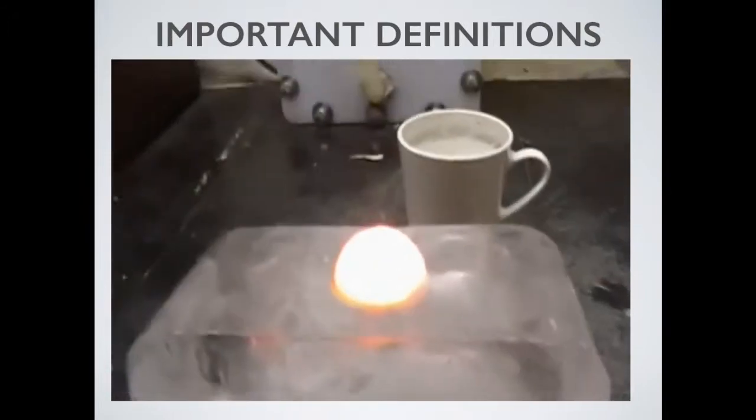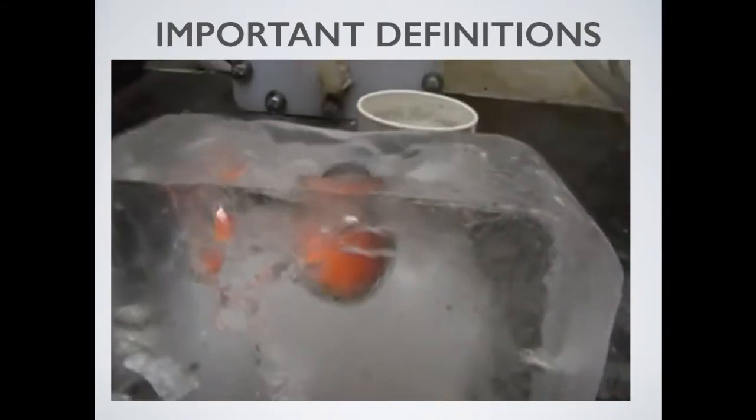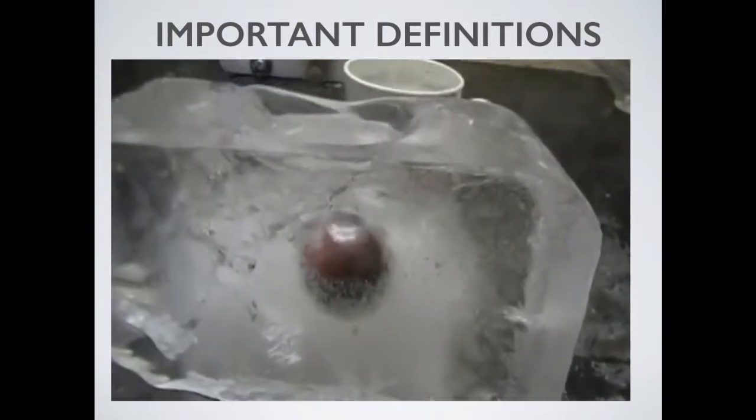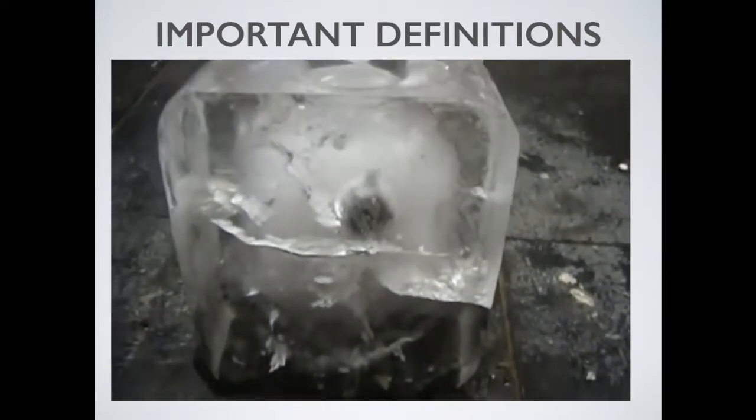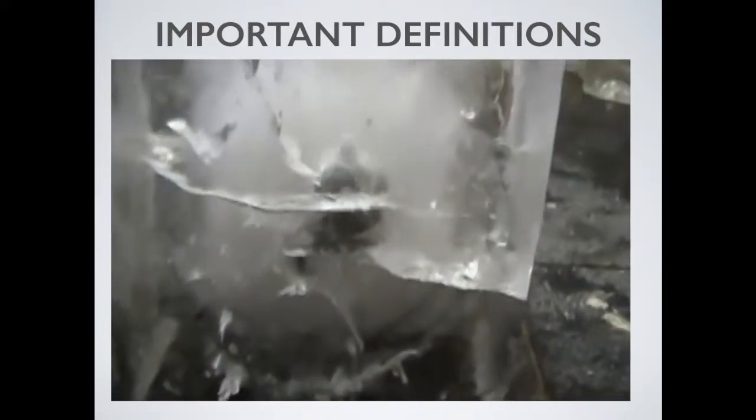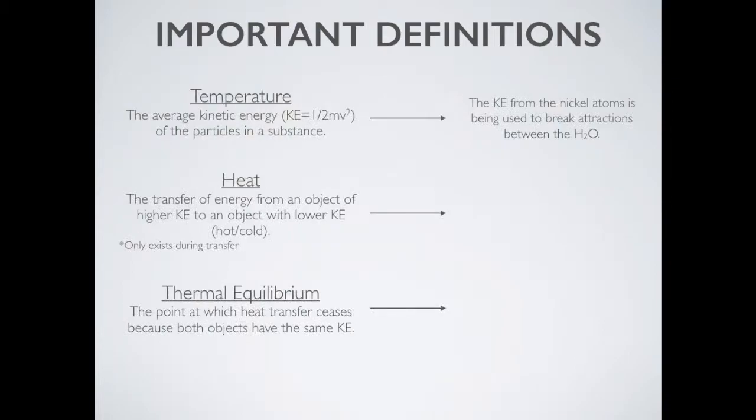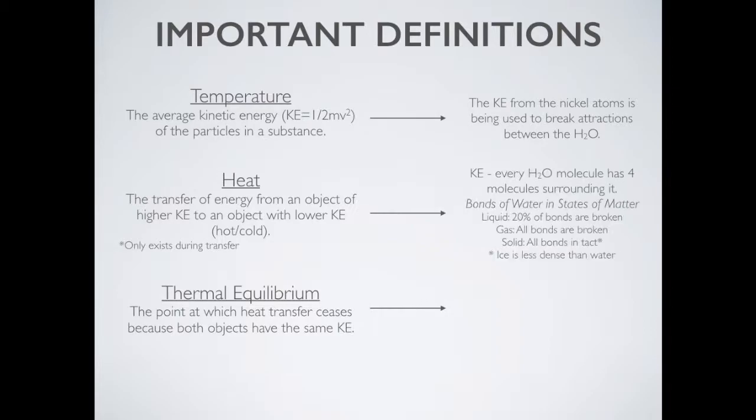Here's this ball of hot nickel, and you see it's melting through the ice. And that's because it's hotter and it's transferring the energy. And when it stops, that's when it's reached thermal equilibrium, so the temperatures are the same. That's what you see right here. And then, as we see, the kinetic energy from the nickel atoms is used to break the water molecules. When water is in the liquid state, 20% of the bonds are broken, and when it's a gas, all of the bonds are broken, and in the solid, all of the bonds are intact. And it stopped falling through because it reached thermal equilibrium. They were the same temperature.